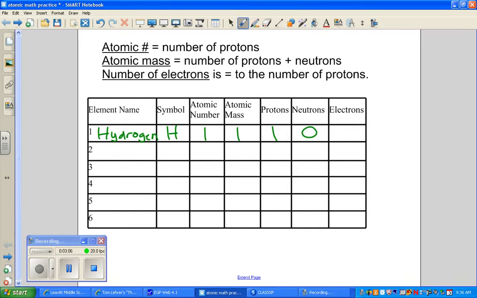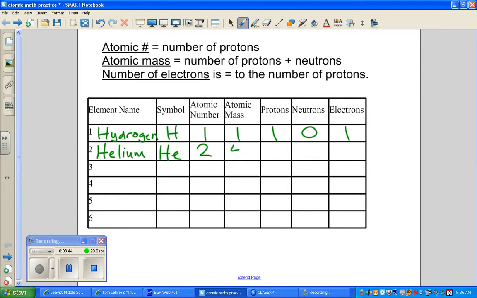1 electron. I'm going to do one more up here with you, and then I'm going to pause the video so that you can make the table. So let's do number 2 together. What's the name? Look at your periodic table. Now, it's funny because number 2 is all the way on the top of the other side. It's in the same row, but you have to jump all the way over. What's the symbol? He. What's the atomic number? 2. What's the mass? 4.